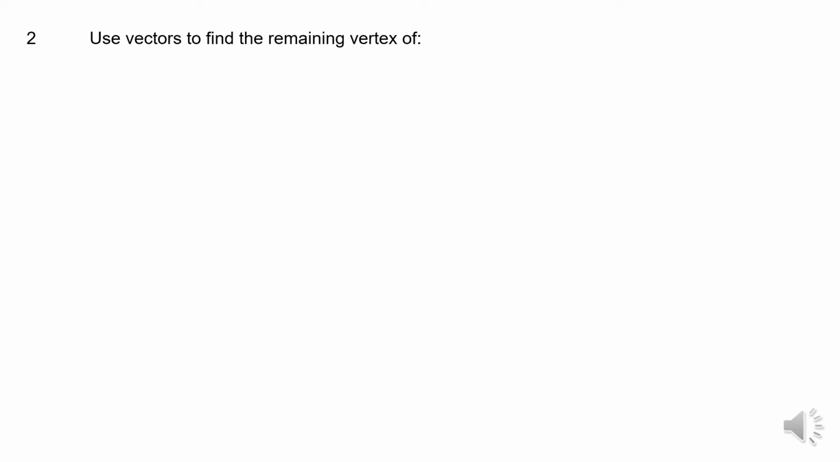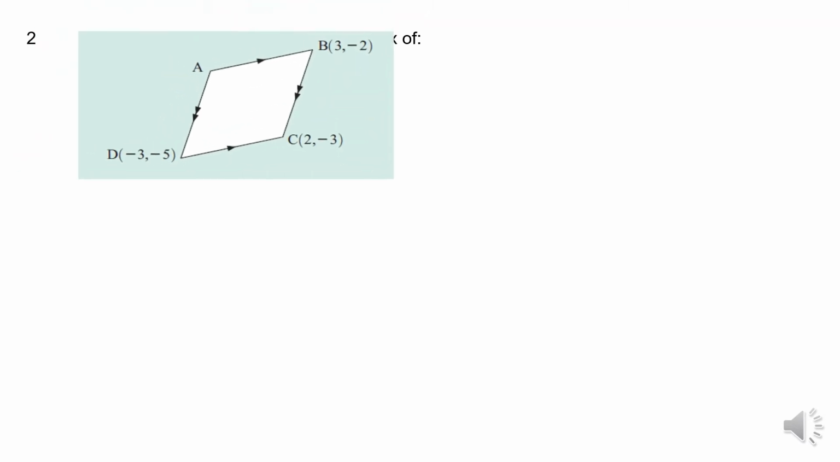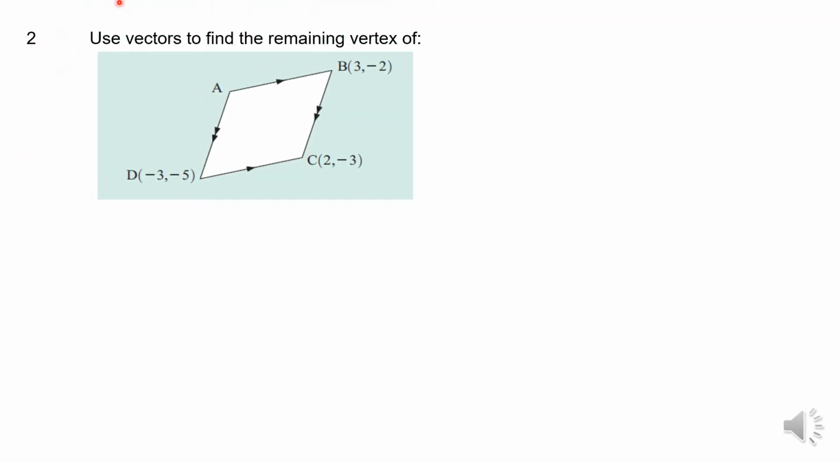Then they're saying use vectors to find the remaining vertex of the parallelogram I'm giving you here. What you can see is that the sides are all equal, and they are also parallel. What we have to realize is that we're supposed to find the coordinates of that vertex there. Also, you see it is labeled in a clockwise direction: A, B, C, D.